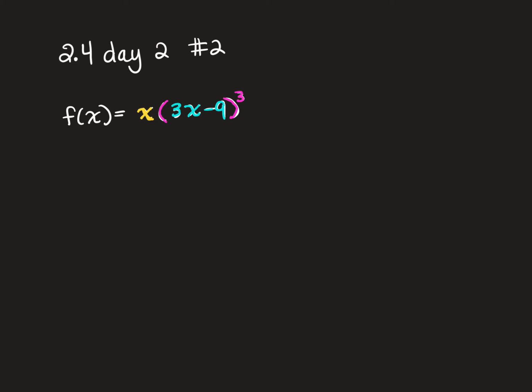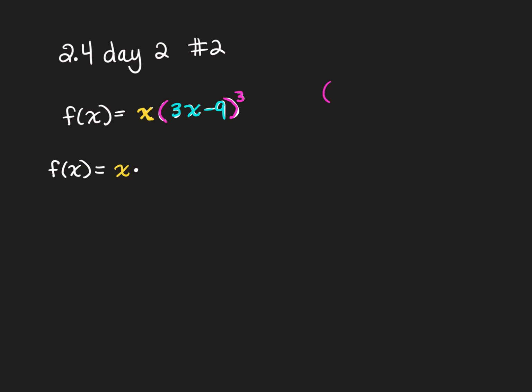So when we find the derivative using our product rule, we just have to be careful that we're finding all the necessary parts there. So the product rule says we take the first function times the derivative of the second function. So that would be x times the derivative of the second function.